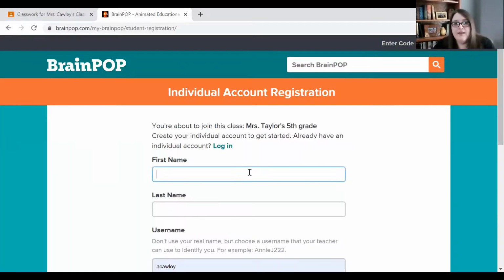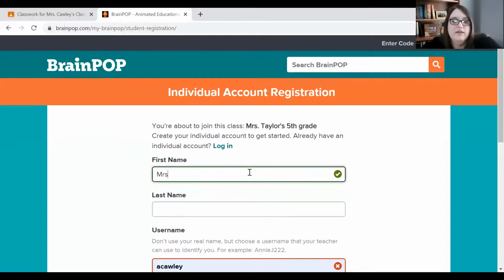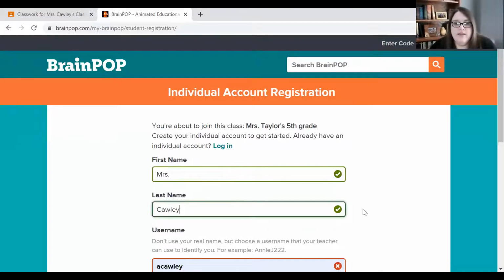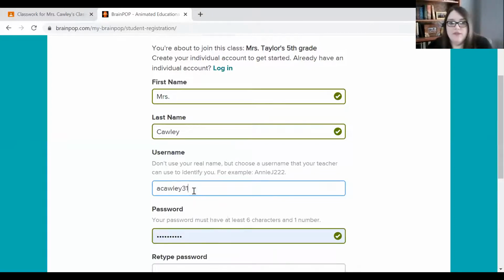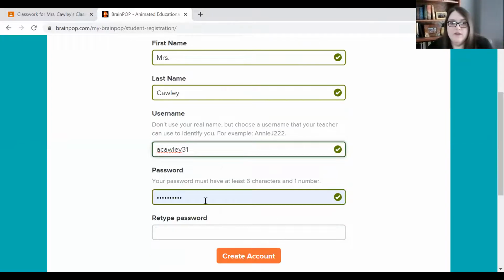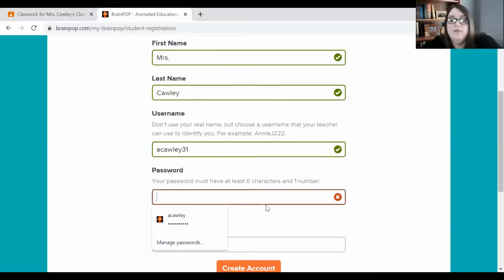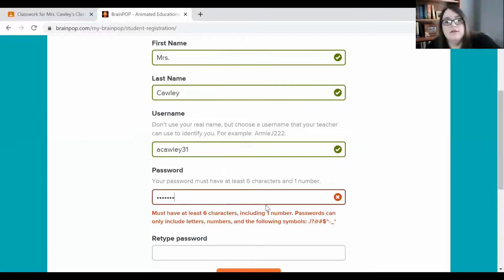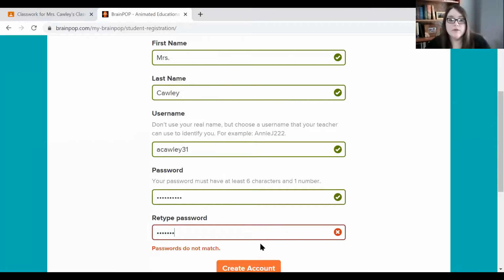Okay, so I'm going to put my first name, which is Allison, but my last name is Colley. Okay. So my name's already been taken, but I'm going to enter my number. So let's see, my number is 31. Okay. So I'm going to make a password. I would use a password you're familiar with and use a lot. Create account.